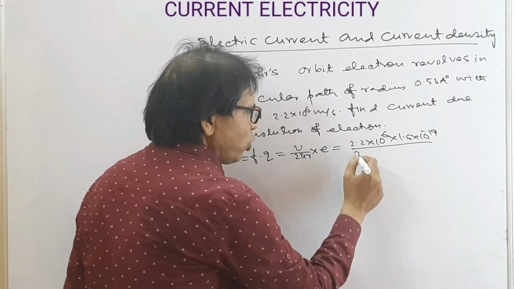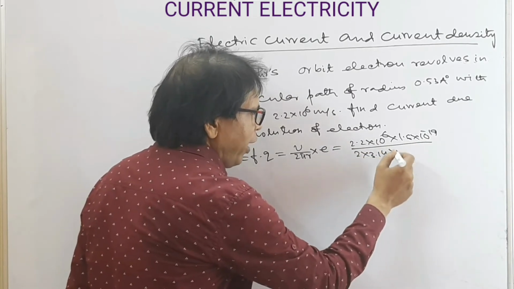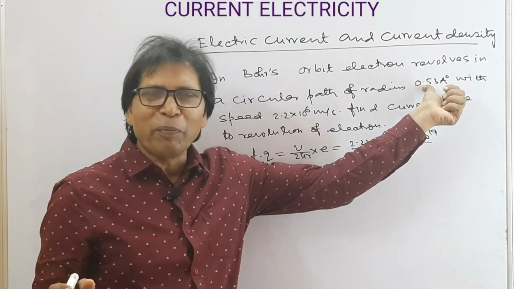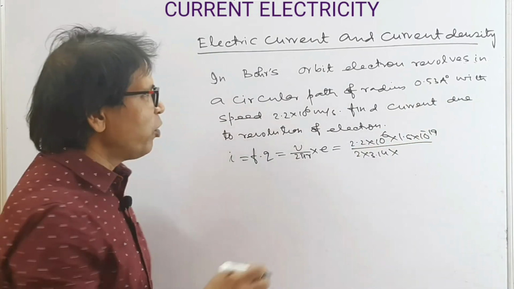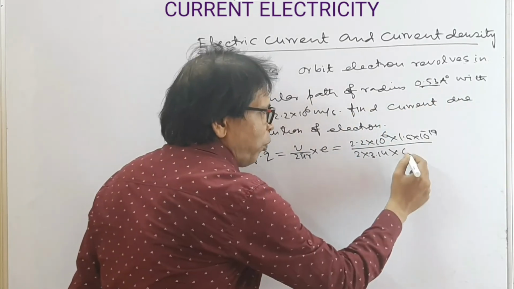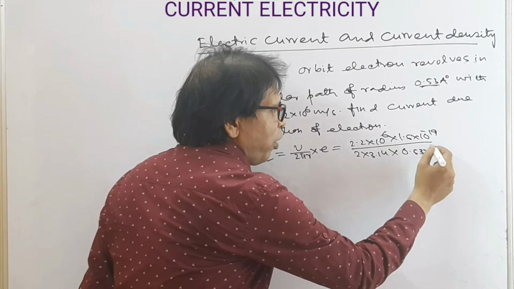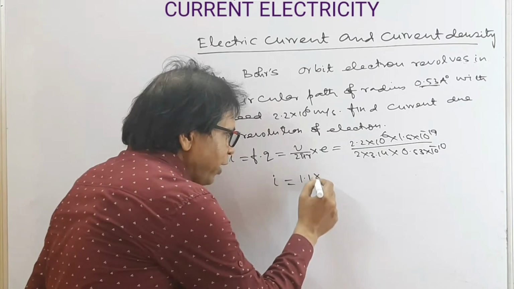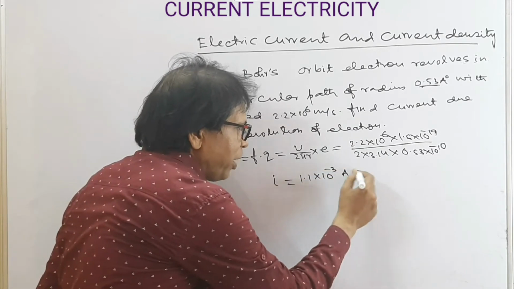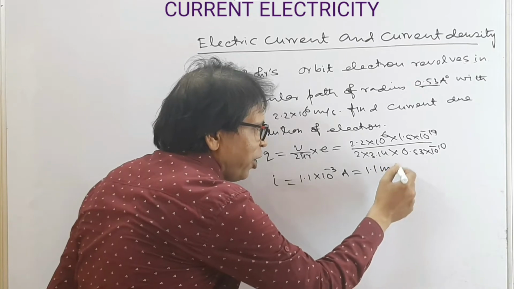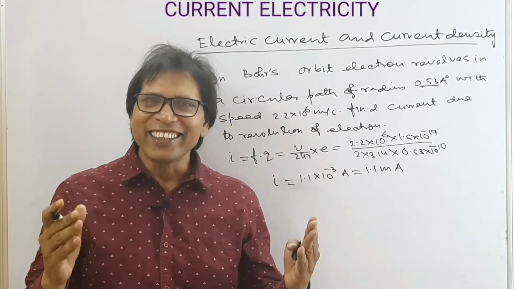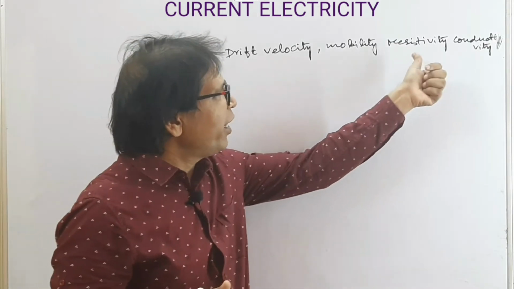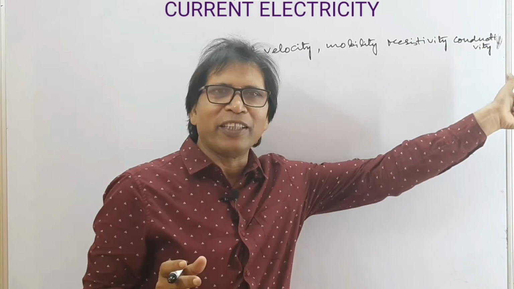And this is 2 into 3.14, and the radius is 0.53 into 10 to the power minus 10. The current becomes 1.1 into 10 to the power minus 3 ampere, that is 1.1 milliampere. Okay, understood? Now next, drift velocity, mobility, resistivity and conductivity.